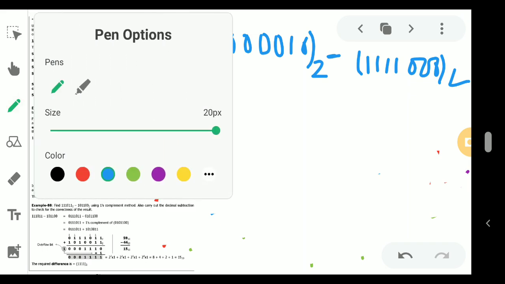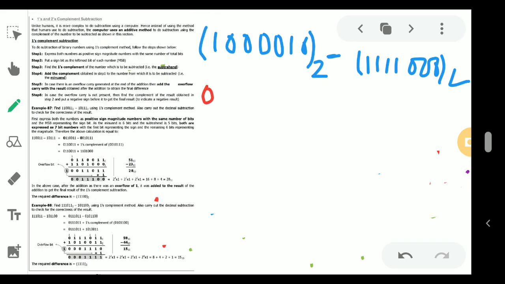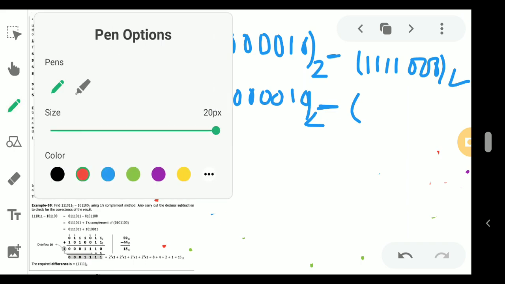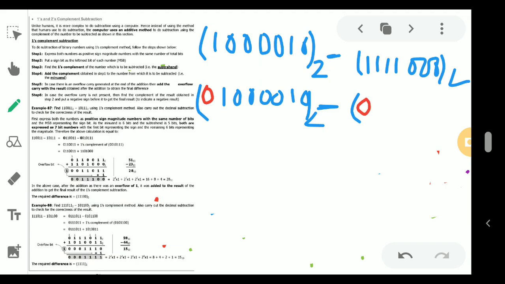So for that reason, we have to add an extra 0 bit over here, and the rest of the bits will be the same. That is 0 1 0 0 0 0 1 0 base 2 minus, again we have to add the MSB bit, that is 0, to make it a positive number, and the rest part is 1 1 1 1 0 0 base 2. Maybe you misunderstood something: it is not a 9, it is 0. Okay, so the first step is over.